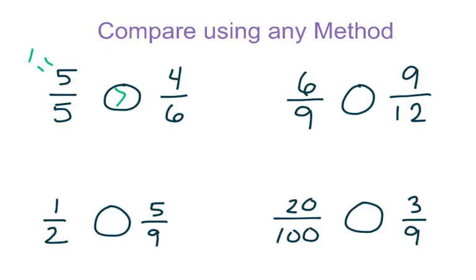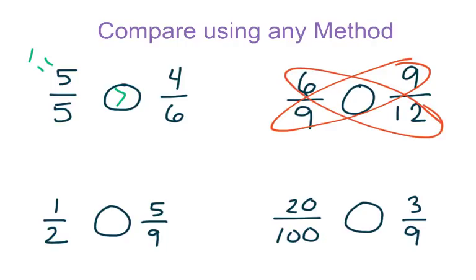All right, our next one, we have 6/9 and 9/12. Both of these fractions are greater than a half, so that makes it a little bit challenging, a little tricky. So maybe for this one, I bust out my butterfly to determine which fraction is greater. 9 times 9 gives me 81. And 6 times 12 gives me 72. So 81 is greater than 72, so this fraction is greater.